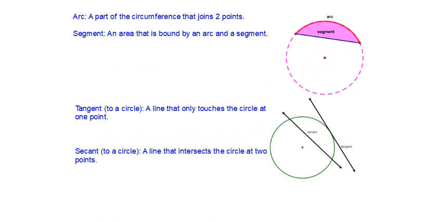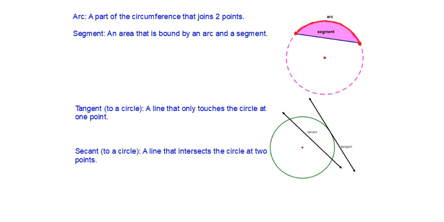An arc is a part of the circle that joins 2 points. So you can see here that we have a circle, and if we start with a point here and another point over here, the arc is that path along the edge of the circle, along the circumference, that's traced between those 2 points. So that's an arc.